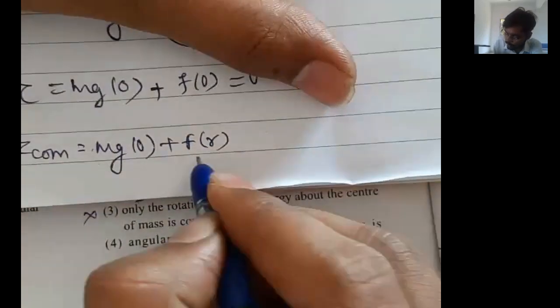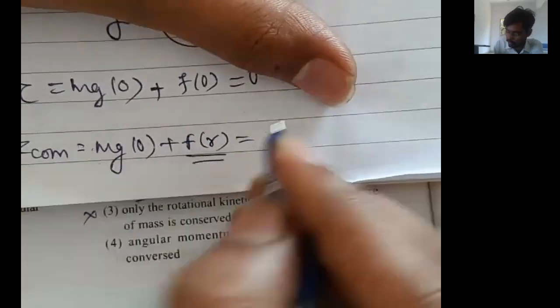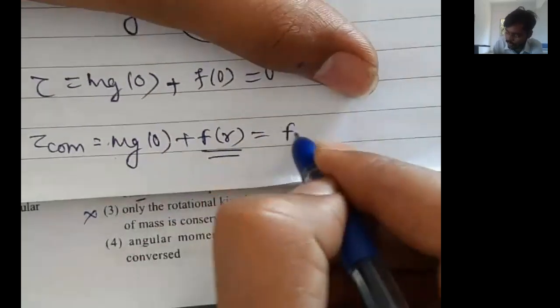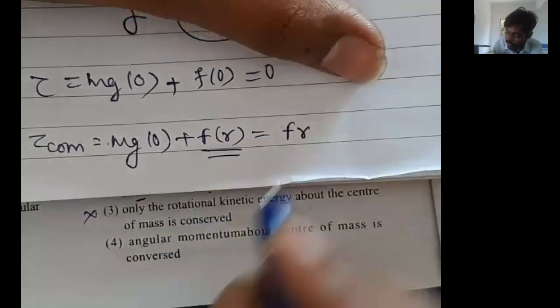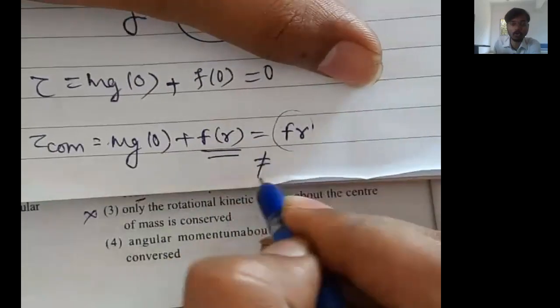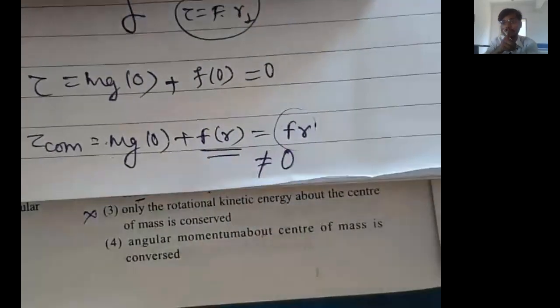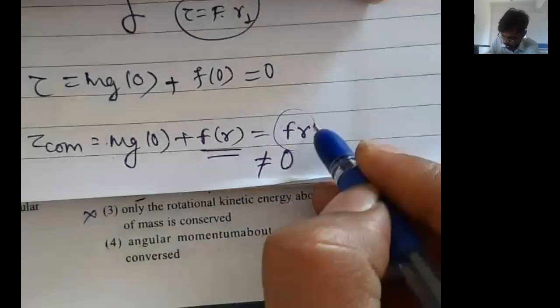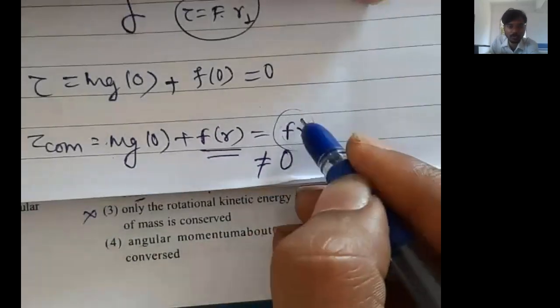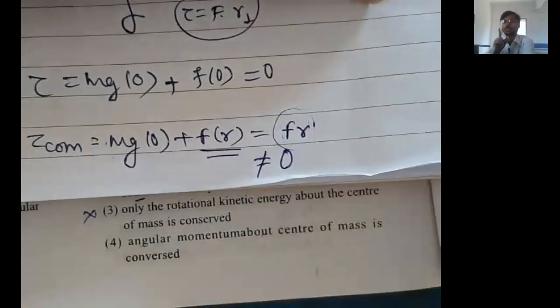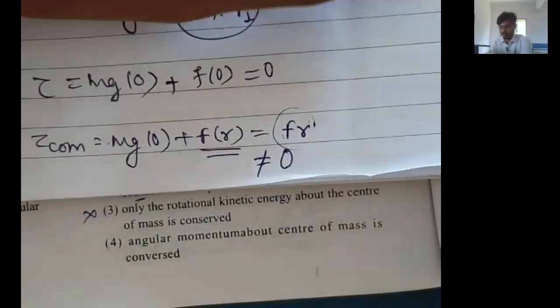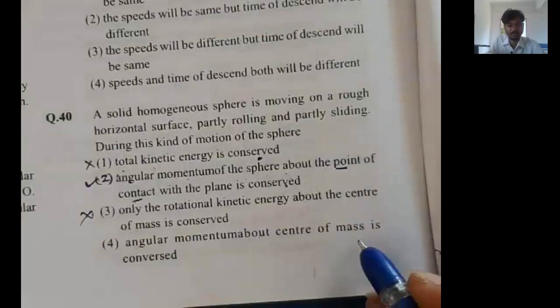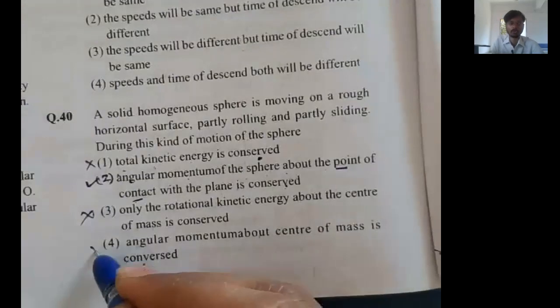See, the torque is F into r. mg into 0 is 0, but torque about center of mass is F into r. So there is net torque. That torque is not 0. If torque is 0, only then angular momentum is conserved. But here torque is not 0. F into r, some non-zero value is there. So angular momentum will not be conserved. And here they are saying that it will be conserved. So option 4 is wrong.